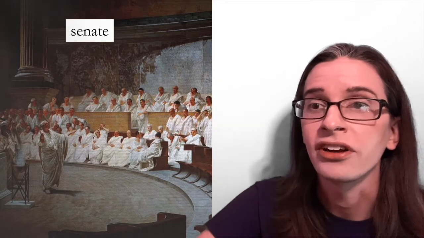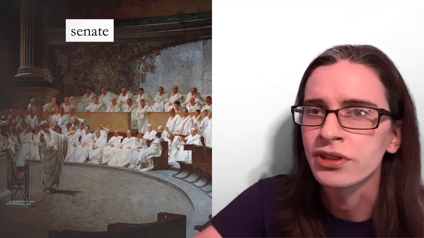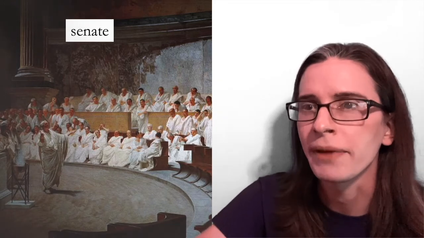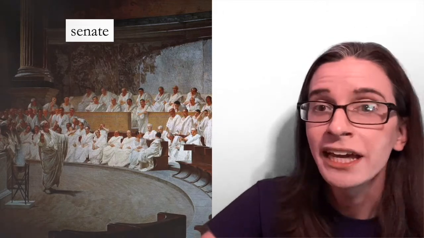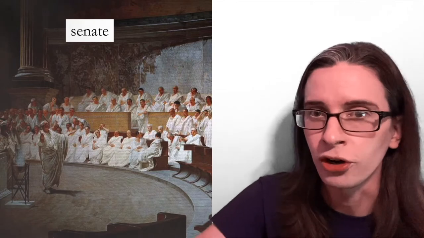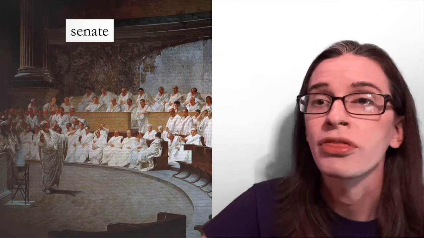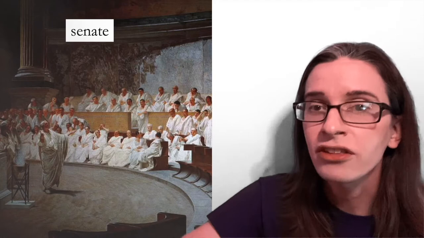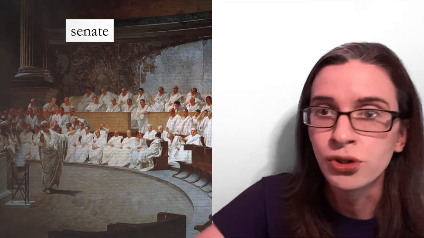A giant presence looming over all of this is the Senate. The Senate started as an advisory council to the king, and continues as an advisory council to the consuls and other magistrates, but it gets deeper than that. Its members are drawn from the pool of former officeholders, until at a certain point all former officeholders join the Senate. The Senate goes from a 300-person body to a massive network of powerful former and future consuls.